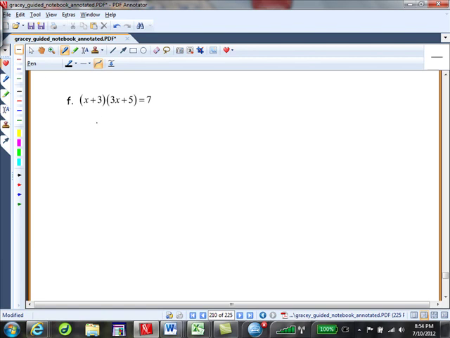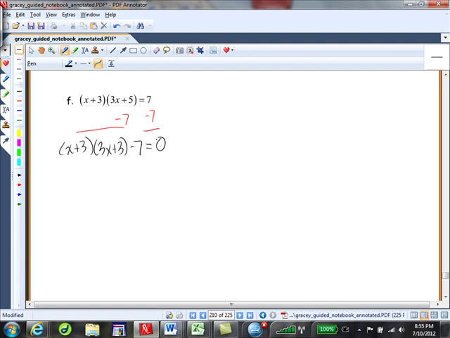We actually need to multiply all this stuff out, move that bad boy 7 over, and get 0 on that side. So, let's go ahead and get 0 on that side first. So then we'll get x plus 3 times 3x plus 5 minus 7 is 0.